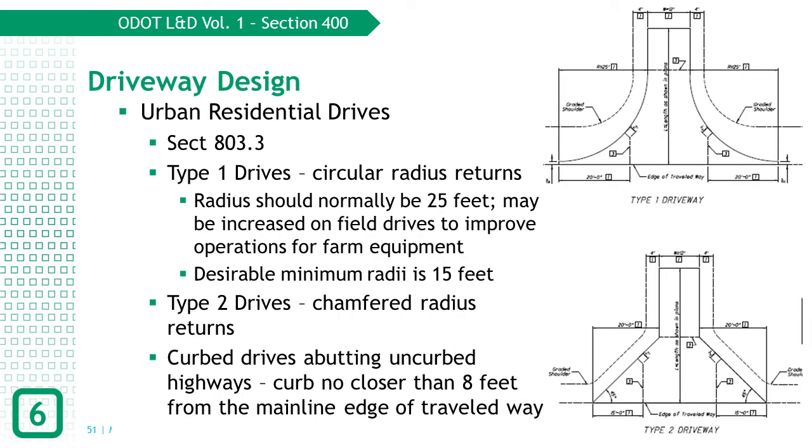Either Type 1 or Type 2 drives shown in Standard Construction Drawing BP-4.1 may be used in urban residential areas. Type 1 drives utilize circular radius returns like what is common for typical roadway intersections. Type 2 drives utilize chamfered radius returns. Curbs shall not extend closer to the main line edge of travel way than 8 feet or the treated shoulder width, whichever is greater, to avoid curb obstruction for vehicles such as snowplows using the shoulder. The curb adjacent to the driveway should be transitioned in height per Section 305.4.1.